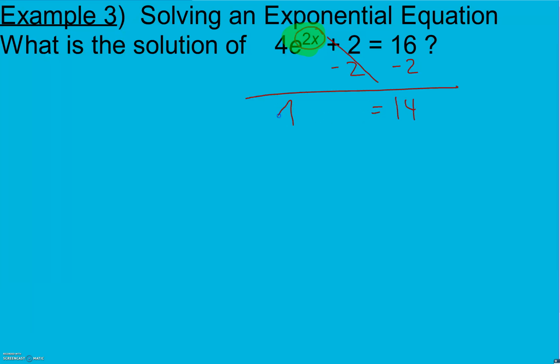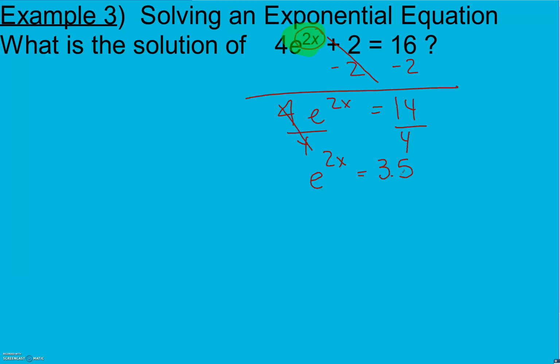We always have to get the term with the variable all the way by itself before we can solve. So I'm dividing by 4 now. e raised to the 2x power equals 7 over 2 or 3.5.